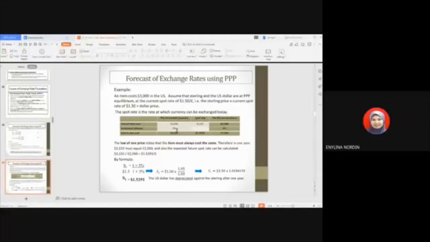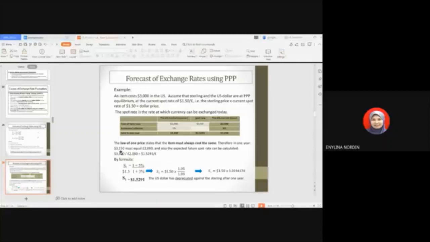Okay, so make use of this new price to determine the expected spot rate after taking into consideration the inflation rate. The exchange rate is going to be like this: $3,150 divided by 2,060 pounds, then you get the exchange rate of 1.5291 dollar per pound, just per UK. So UK is the base currency.